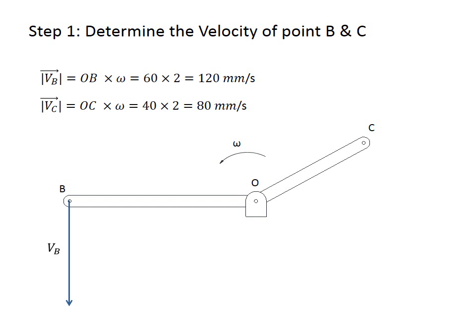Very similar for the velocity of the point C, equal to the radius OC times omega, the angular velocity, which is 40 times 2, 80 millimeter per second. And the direction of that is perpendicular to the OC and in the direction of the angular velocity, so it's toward up.